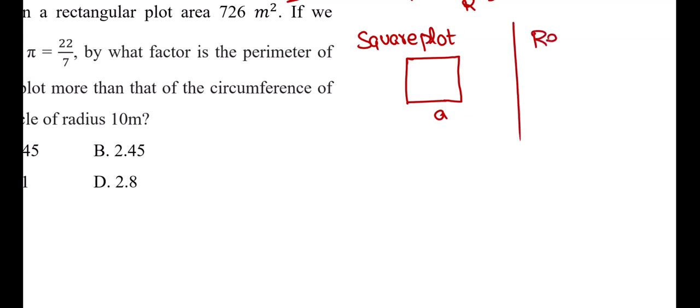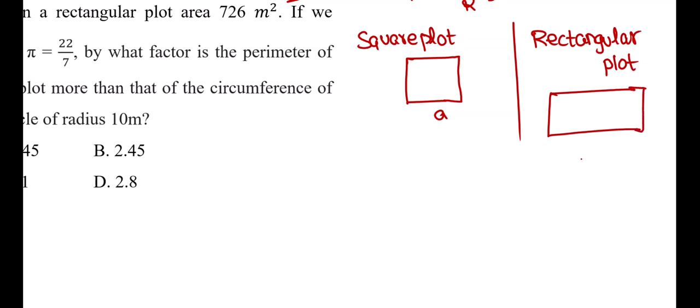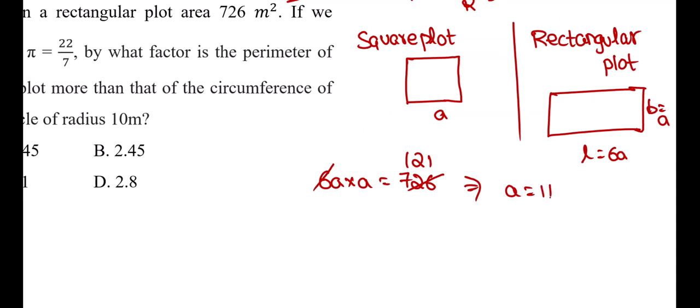Rectangular plot is obtained by joining 6 square plots. So what is the length now? 6A. Breadth is A only, don't say 6A. Breadth is A only, length is 6A. So area is 6A into A, 726, right? And you got 121 A square value, A equal to 11.